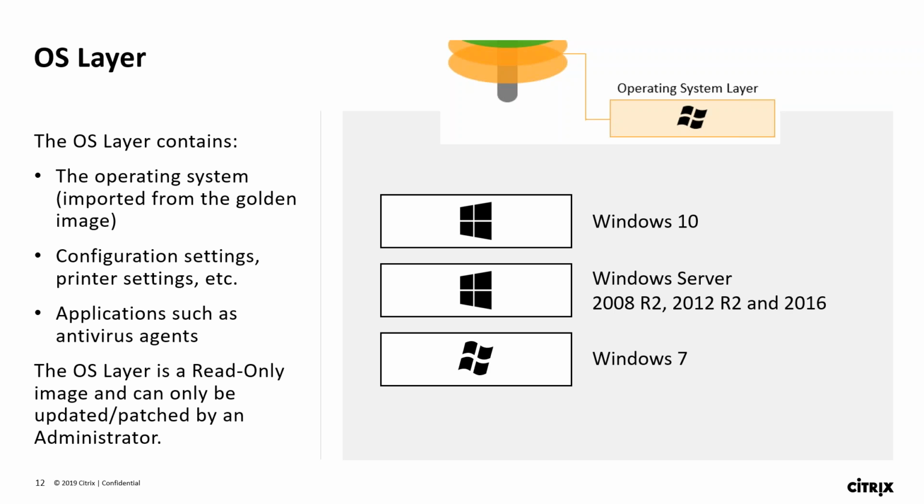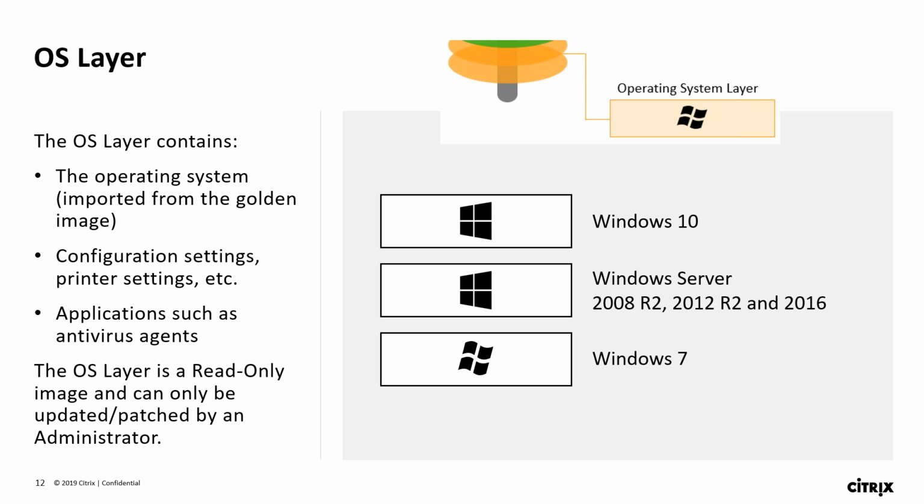As you see on the screen, if you have a Windows 10, a Windows Server 2012, 2016, any type of variance in the operating system, you're going to need an operating system layer for each of those. So typically there is one OS layer for all desktops, making patching and updates easy. However, you can have several operating system layers for Windows variants. Like I said a moment ago, Windows 10, Server 2008, Windows Server 2016, and so on.